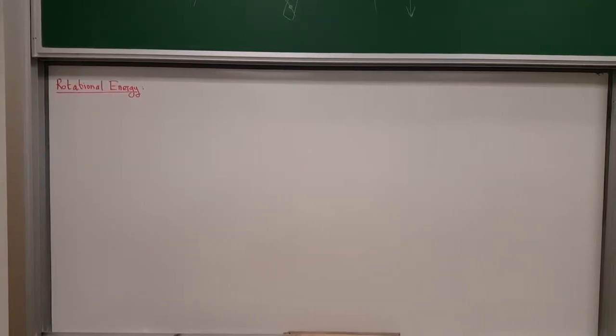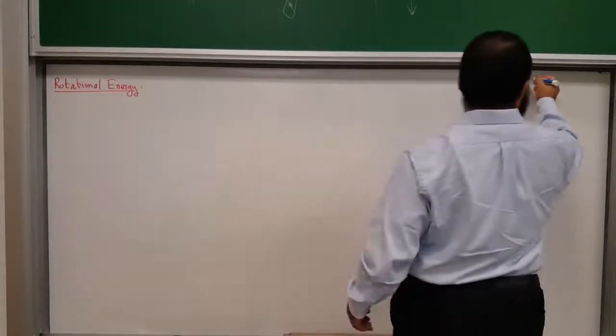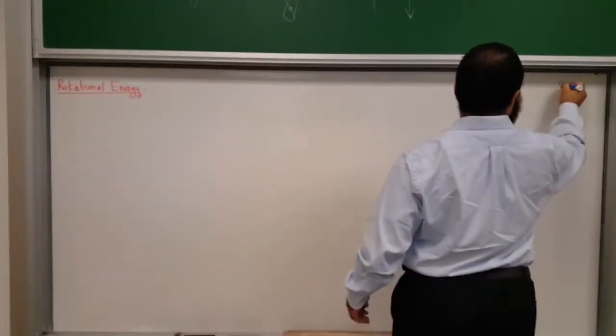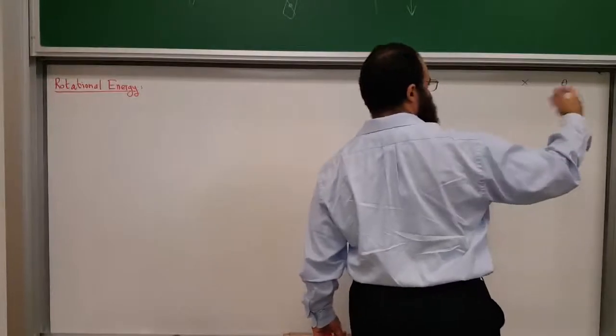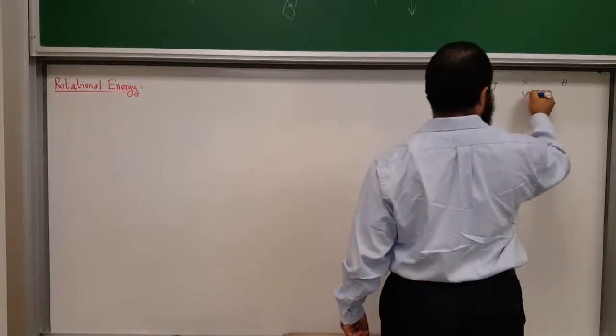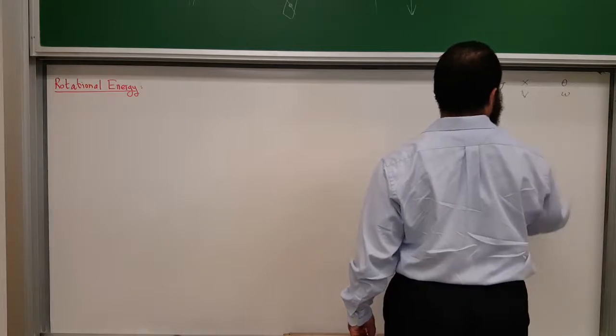Okay, the next topic is rotational energy, which will introduce us to the concept of the moment of inertia, which plays a similar role in rotational motion as the mass plays in linear motion. So, for example, instead of position in linear motion, in rotational motion we have theta. We measure things with the angle. In linear motion, you have V. In rotational motion, you have omega.